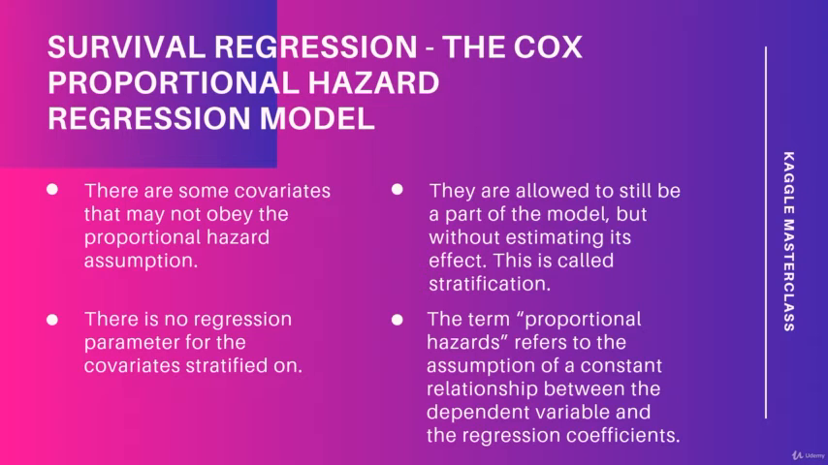The term proportional hazards refers to the assumption of a constant relationship between the dependent variable and the regression coefficients. Thus, this implies that the hazard functions for any two subjects at any point in time are proportional. The proportional hazards model assumes that there is a multiplicative effect of the covariates on the hazard function.